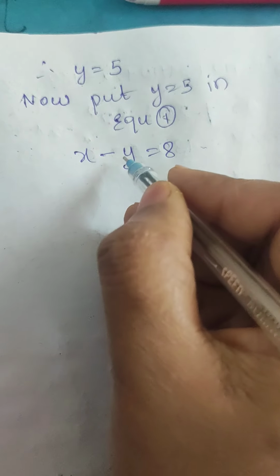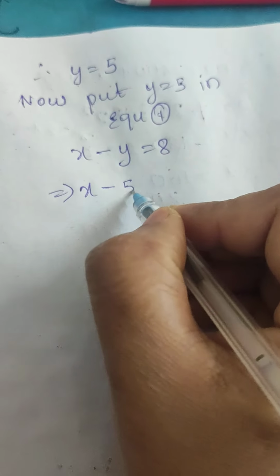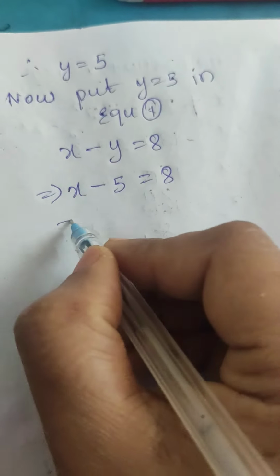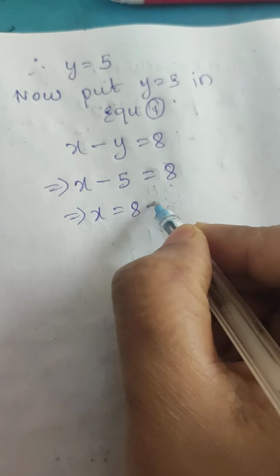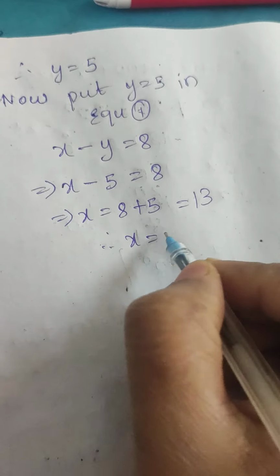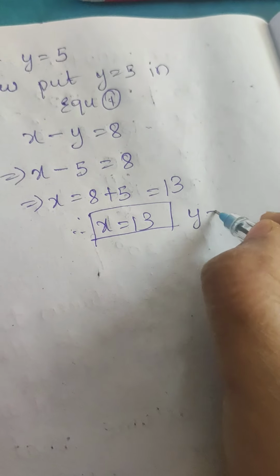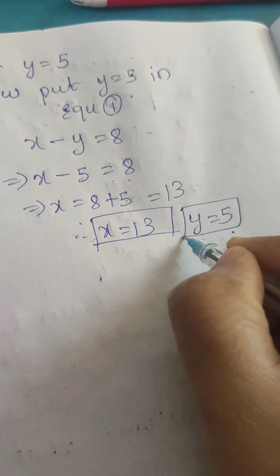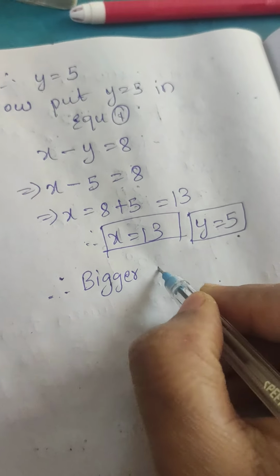What is equation 1? x minus y is equal to 8. Now I am replacing y by 5. x minus 5 is equal to 8. This implies x, if we move 5 to the RHS, it becomes plus 5. 8 plus 5 is equal to 13. Therefore, x is equal to 13 and y is equal to 5. Therefore, bigger number is 13 and smaller number is 5.